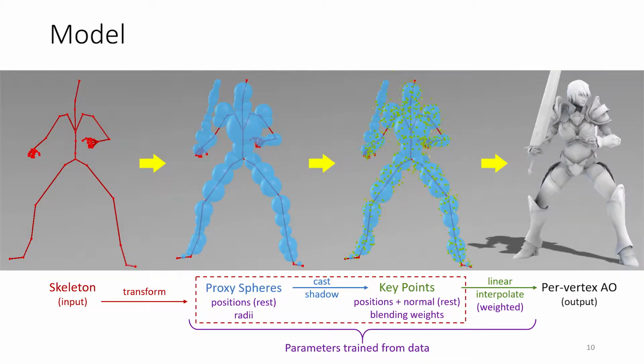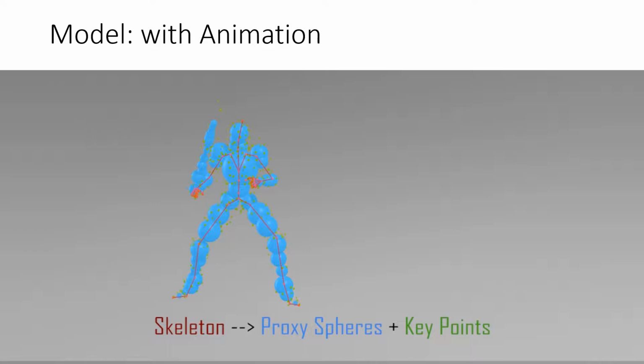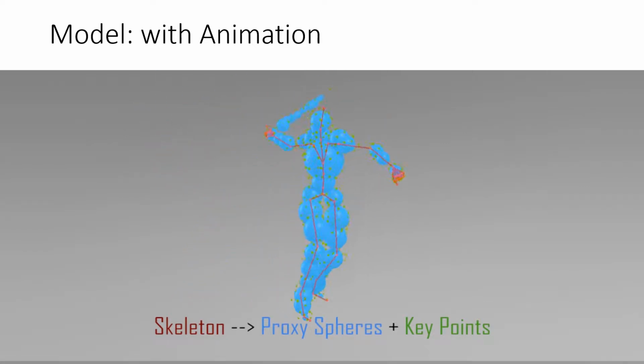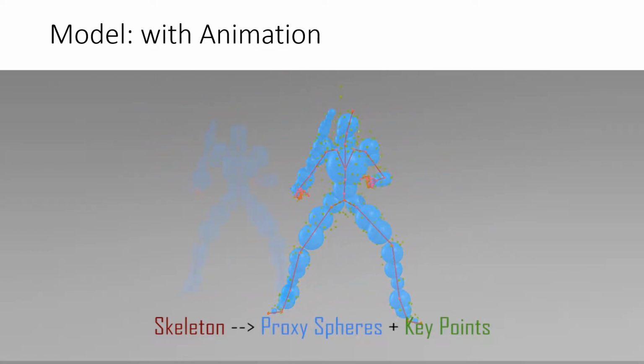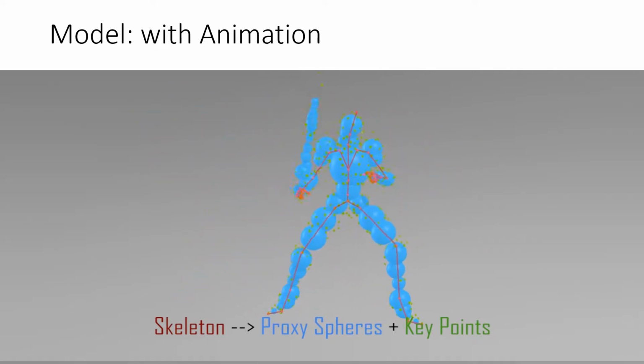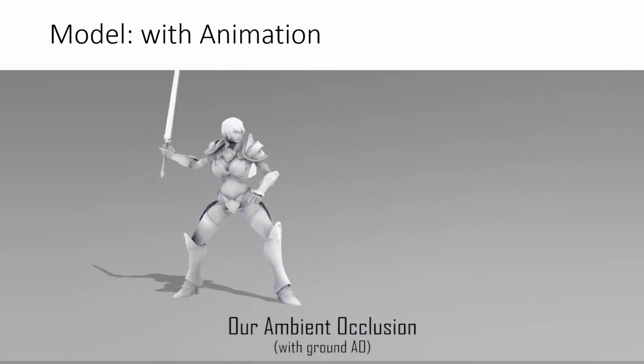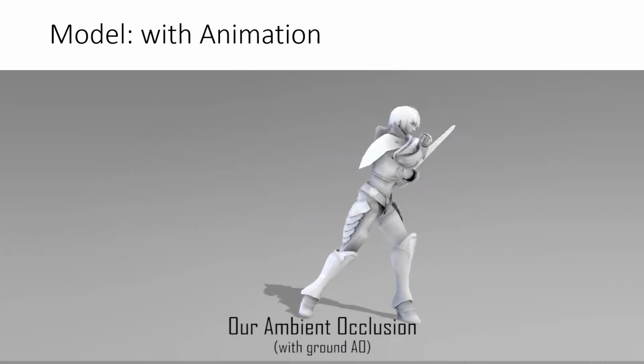This is a high-level description of the ambient occlusion model we're using. On a very high level, you can see our model as one that takes the state of the skeleton as input and outputs per vertex ambient occlusion. Essentially, we have a skeleton, and on that skeleton, a number of proxy spheres are placed. We also place what we call key points, which are represented as points with position and a normal. The proxy spheres cast occlusion onto these key points, and each vertex receives occlusion from a number of key points.